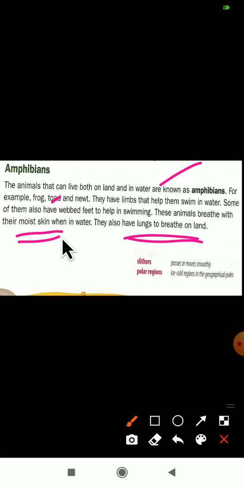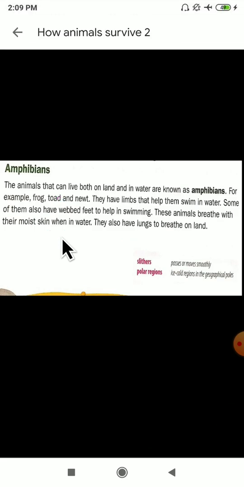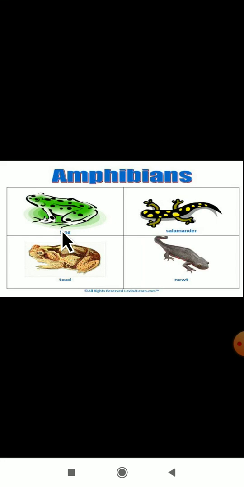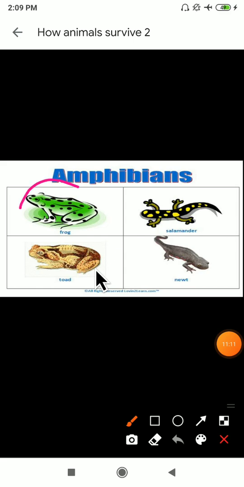Okay, then how will they move from one place to another place? Amphibians have limbs here that help them to swim in water. Some of them also have webbed feet to help in swimming. This is all about the amphibians. Yes, I will show you the picture of amphibians here. The first one you will identify very easily. Yes, this is the frog.